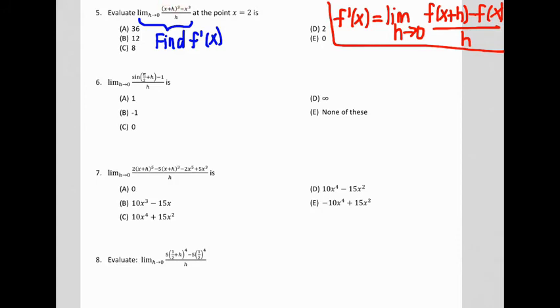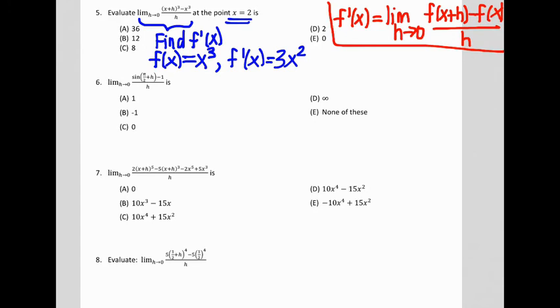x plus h cubed minus x cubed, f of x plus h minus f of x. Well, f of x is x cubed, so I don't have to do this as a limit. I know a shortcut rule, and I want you to use the shortcut rules. Multiply down the 3, subtract 1 from the exponent. The derivative is 3x squared.